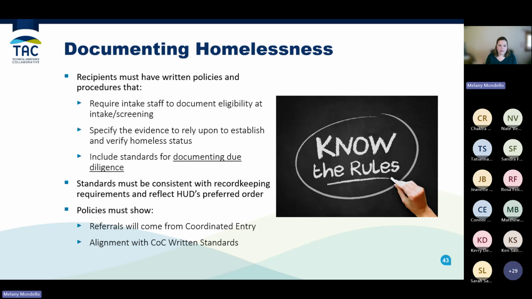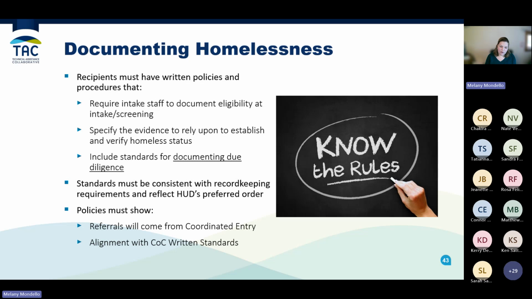And if you can't get the information from a third party, like a shelter directly, because for whatever reason they're not responding, what are you going to do to document your due diligence to try and get information from the source that's closest to the person who is experiencing the homelessness? You have to have those standards in place.